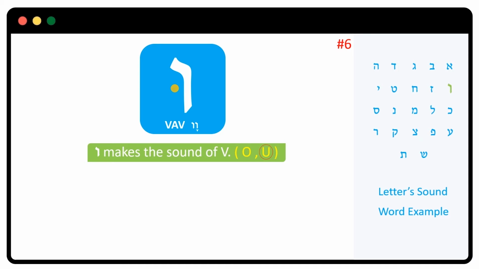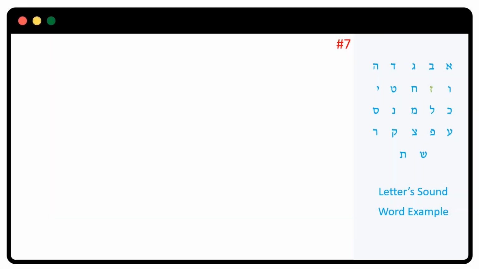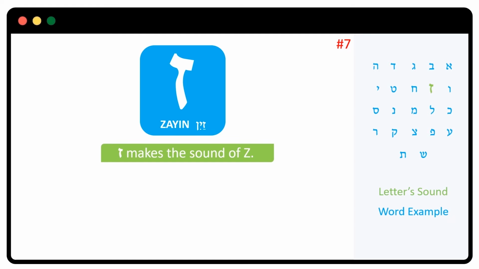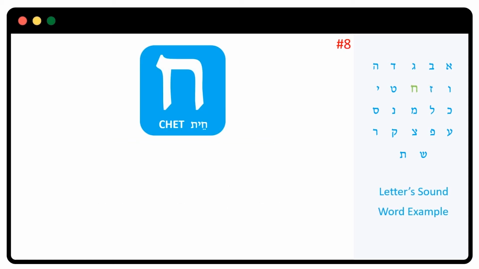No worries. For now, let's look at the following word example. Vilon. The word vilon starts with the letter Vav. Vilon means a curtain. Letter number 7. Zayin. The letter Zayin makes the sound of the letter Z or Z, whatever you call it. The word Zahav starts with the letter Zayin. Zahav means gold.